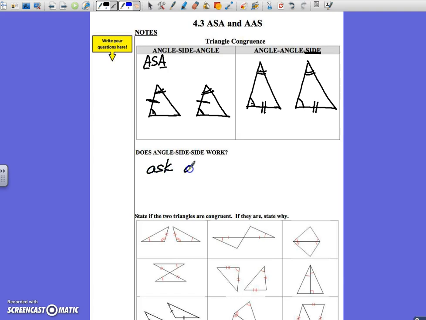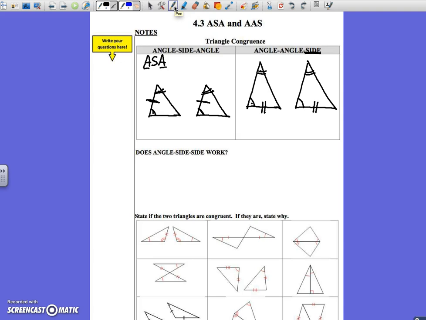Ask about the joke for this one when you get to class, and we'll go into that one a little more. But no, there is not an angle, side, side for triangles, just an angle, side, side for people.